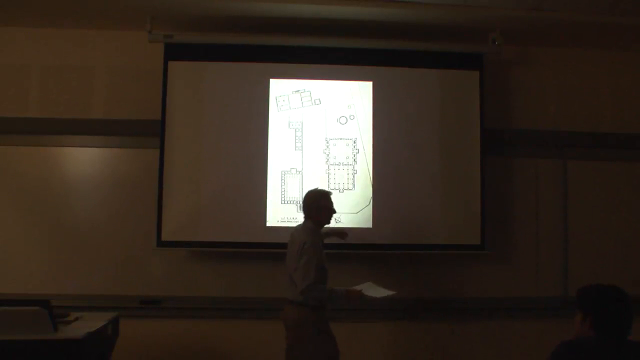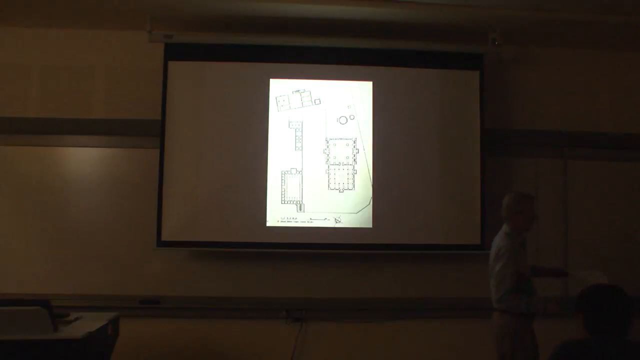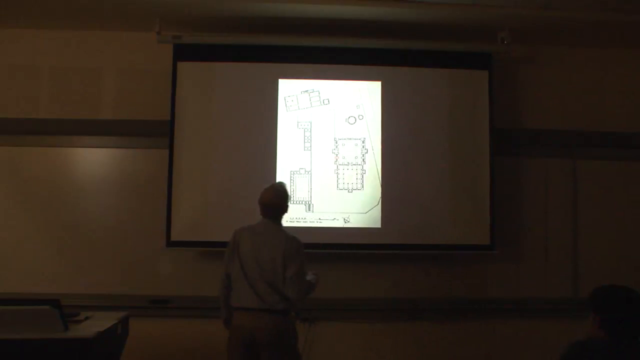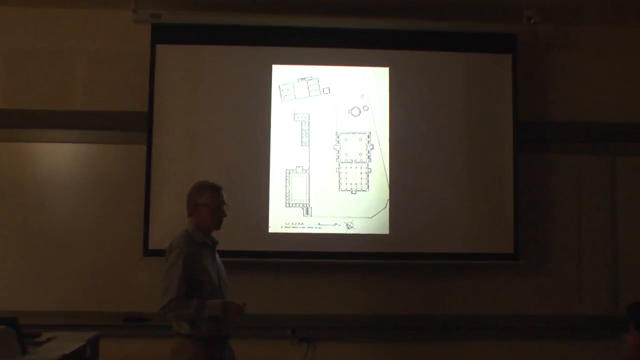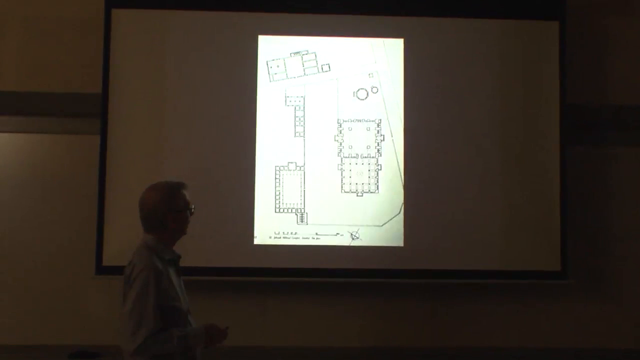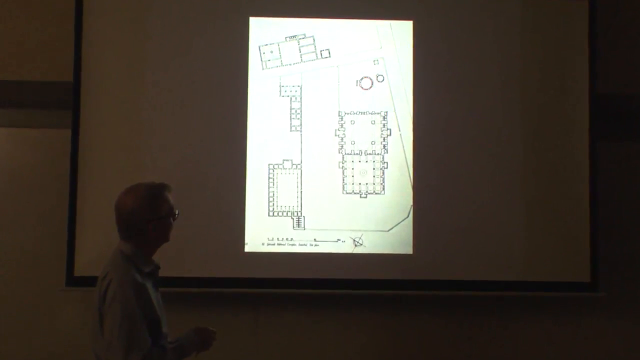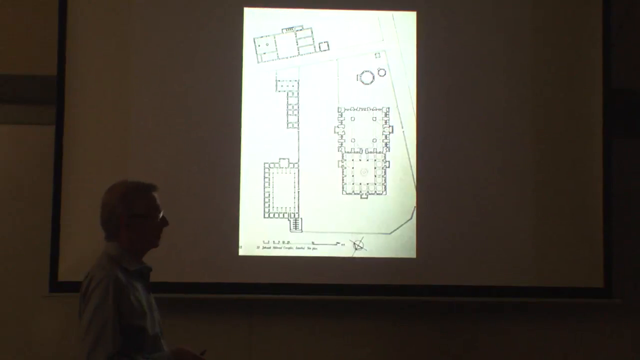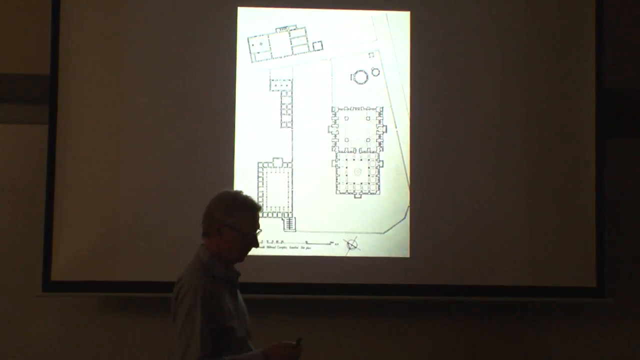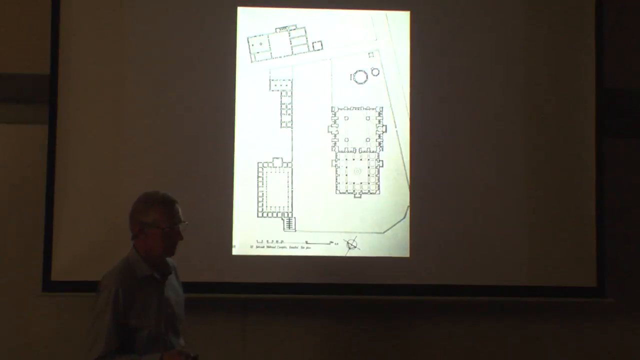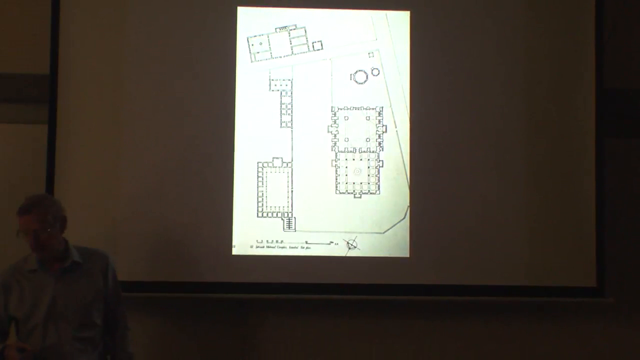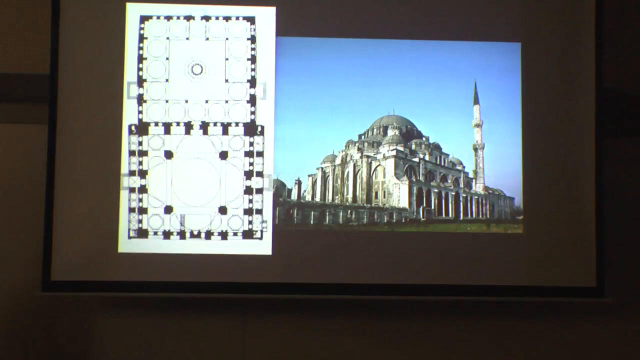There is a madrasa off to one side, which has a plan very similar to the ones we've seen before. And then the other parts are the usual combination of soup kitchen, minaret, and also a maktab for teaching young children Quran. This is the mausoleum behind. So the mosque is what we want to look at first.